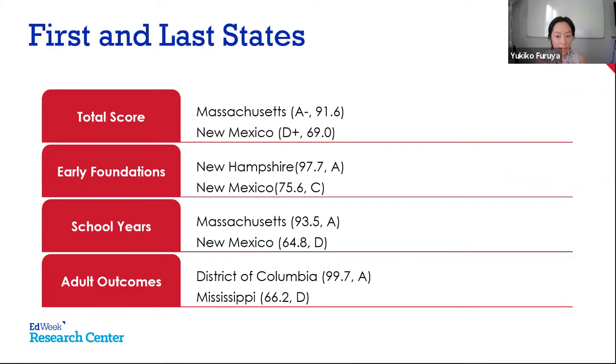These are the first and last states from the results of CFS 2021. In total score, Massachusetts came first, and New Mexico was last. And in early foundations, New Hampshire was first and New Mexico was last. In school years, Massachusetts was first and New Mexico was last. In adult outcomes, the District of Columbia was first, and Mississippi was last.